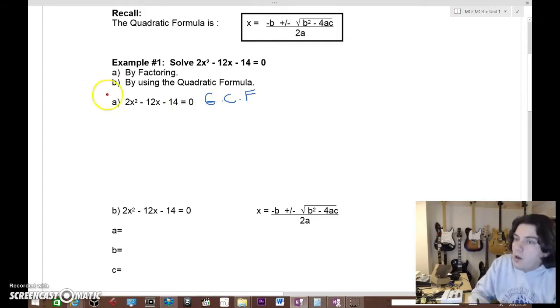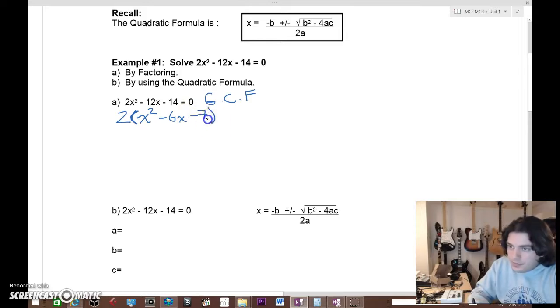So we're going to find our greatest common factor. Now 2, 12, and 14 obviously have a common factor of 2. When we divide this out, 2x squared divides by 2 to give us just x squared. Negative 12x divides by 2 to give us negative 6x. And negative 14 divides by 2 to give us negative 7. And remember, this whole thing still equals 0.